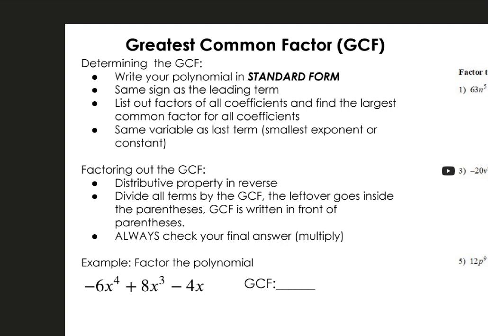Once you find your GCF, to factor it out it's basically the distributive property in reverse. We know the distributive property is multiplication. In order to factor out your GCF, you're going to use division essentially. So you're going to divide all the terms by the GCF. Whatever's left over goes inside the parentheses, and your GCF is written out in front of the parentheses. You should always check your final answer using multiplication.